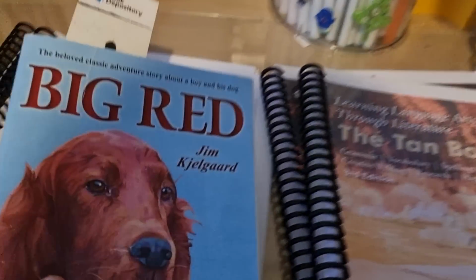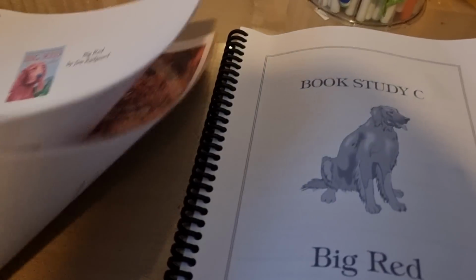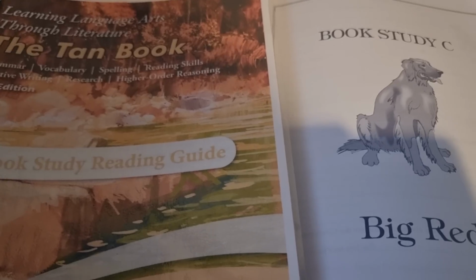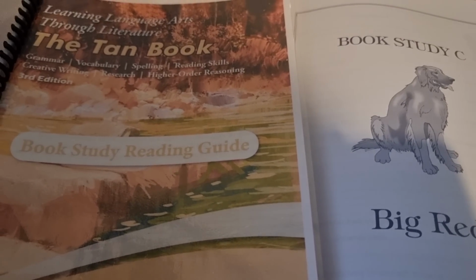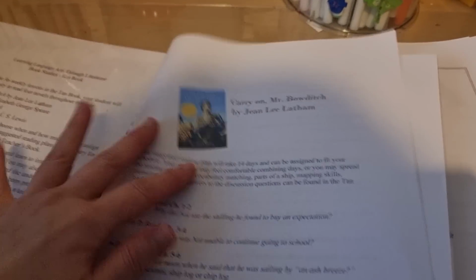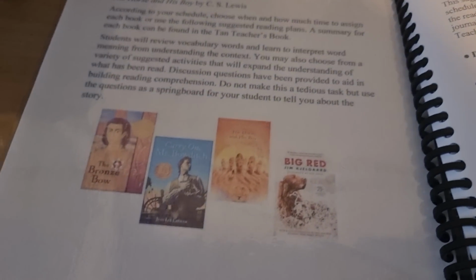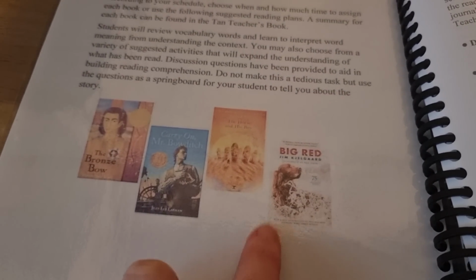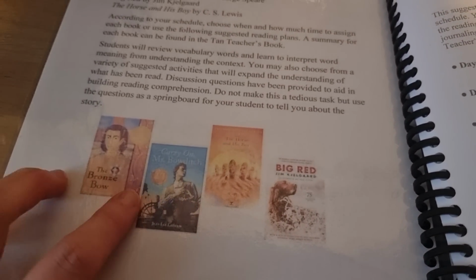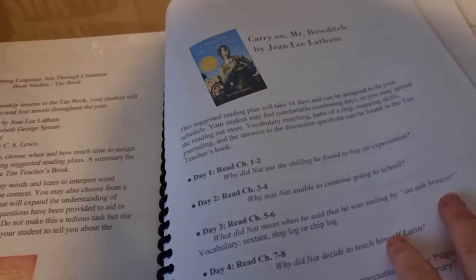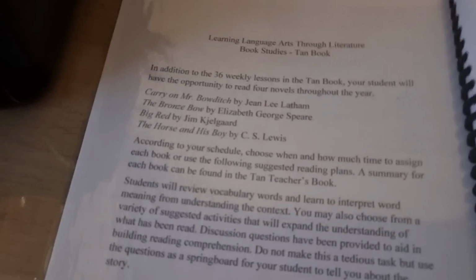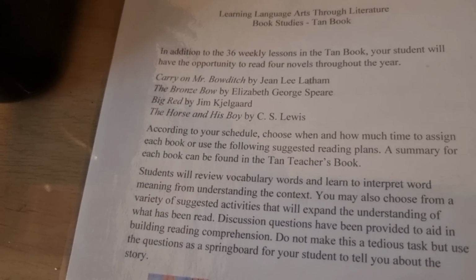So we're on Big Red currently, and if you've never seen one of the book studies before, you can find this book study reading guide. You have to download it separately, so it has each of the books that they're supposed to read. So that was what she would be reading. The ones we're doing are these 2, and we're skipping those 2 because we're doing Dragon Academy. So basically, there are the titles in case you can't see the pictures very well.